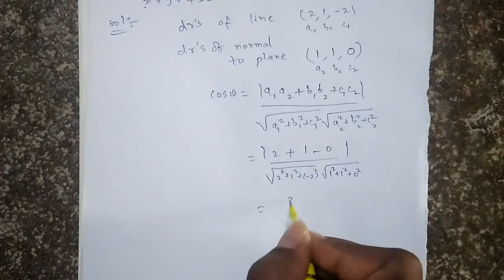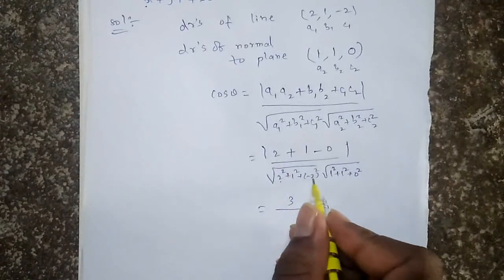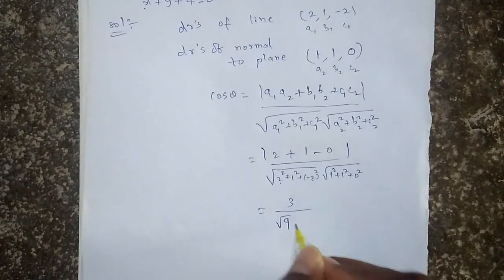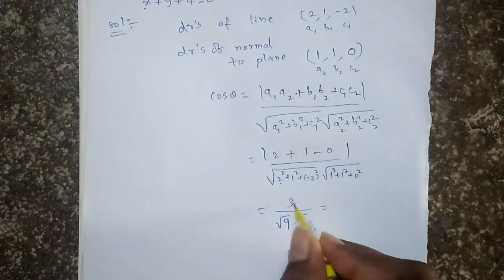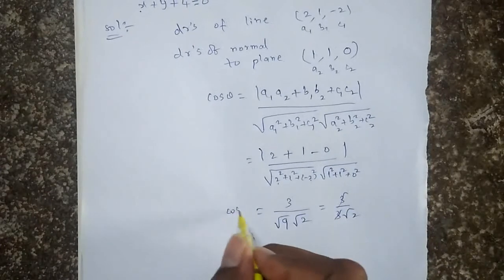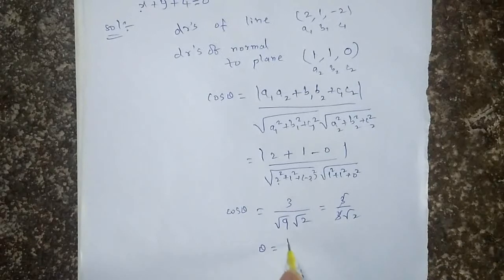Okay, this is 2 plus 1, 3. 3 by root of 4 plus 1 plus 4, 9, root 9 is 3, this is root 2. 3 by 3 root 2, here 3 gets cancelled, cos theta is equal to 1 by root 2, which implies theta is equal to 45 degrees.